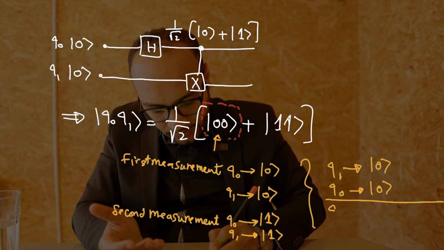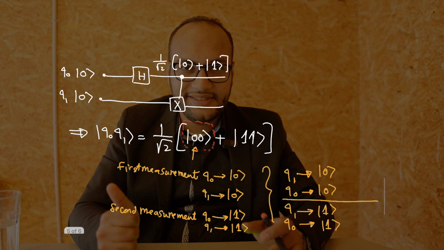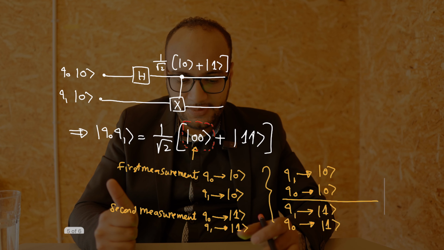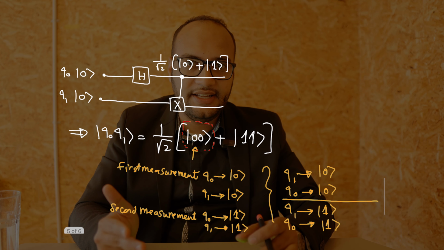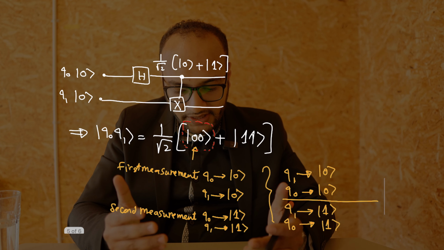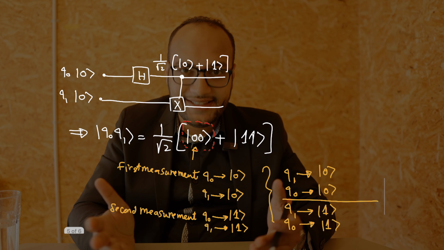And if qubit 1 is in 1, qubit 0 is in the 1 state. So there are three elements to the entanglement: an intuitive element, a physical element, and also a mathematical element. Intuitive element: if I measure the first one, I get the second for free.